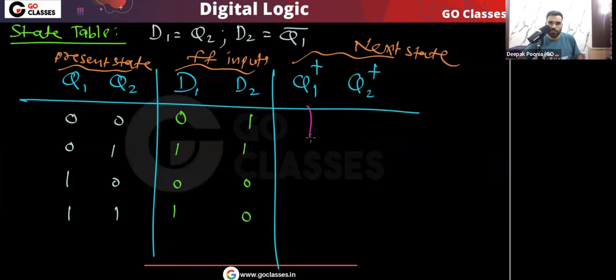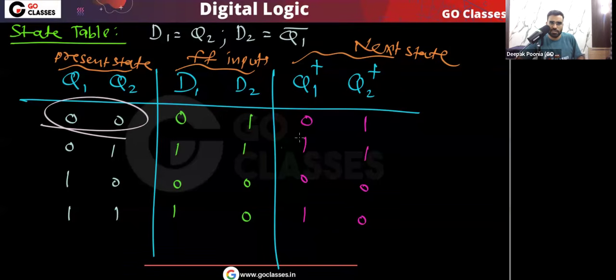Very easily, this Q1 plus will be same as D1, so you can copy paste this D1 here. And this Q2 plus will be same as D2, so you can copy paste this D2 here. Very simple. So you can see that if this is the initial state, the next state will be 01. Now let me draw the state diagram. Q1 I am assuming MSB, and Q2 I am assuming LSB. So if initially the present state is 00, then what will be the next state?